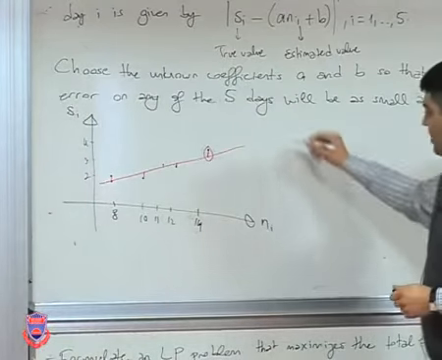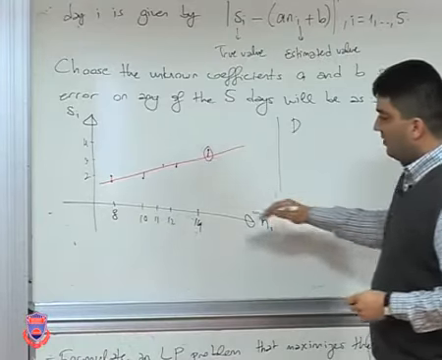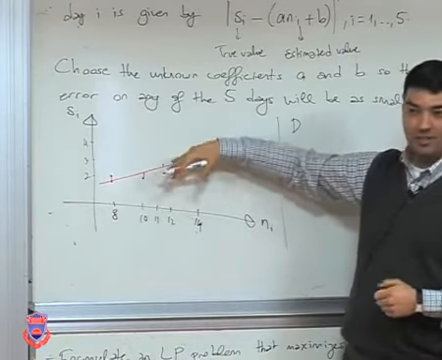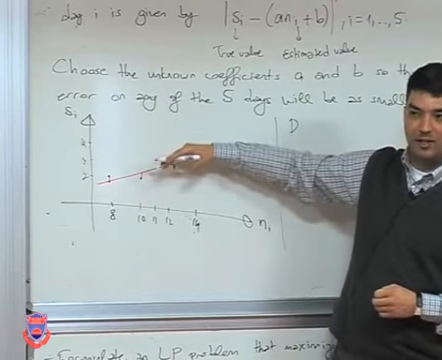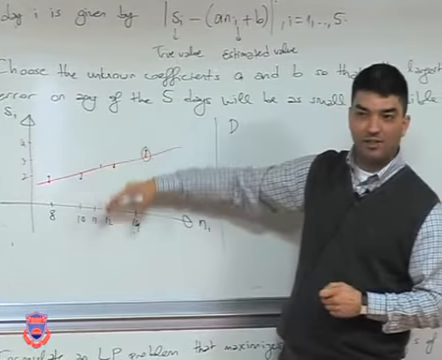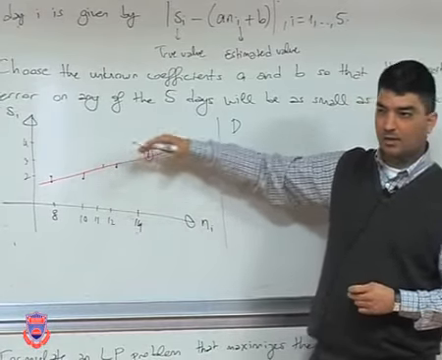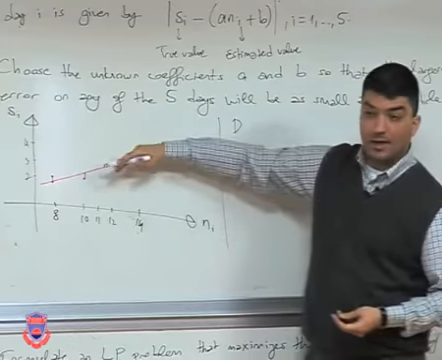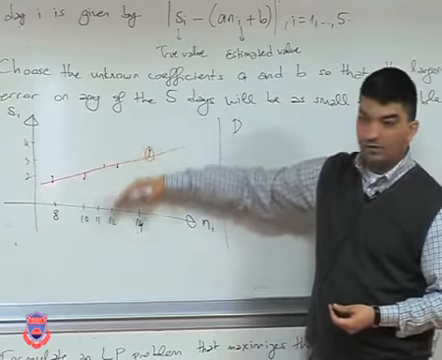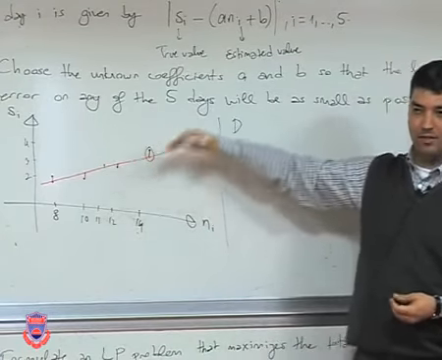Well, first of all, let's start with the decision variables. Note that if I change A and B, then my line will change, right? If I change A, the slope of the line will change. And if I change B, then my line will shift up and down. So there are two factors that affect my decision. A denotes the slope of this line, and B denotes the shift of this line.